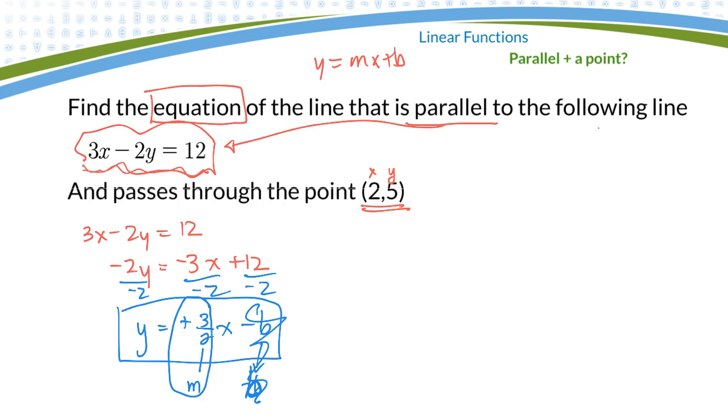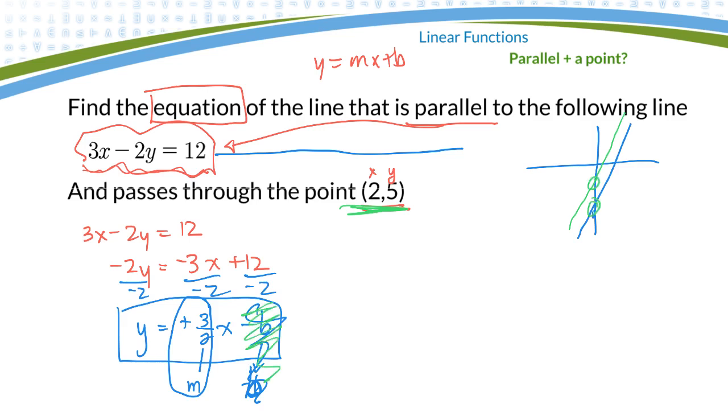Let me just show you graphically what I mean here. So this line here could be a line that looks something like this. Okay, that's the blue line. But my line might be, I don't know, something that looks like this. It's parallel to it, but notice it would have a different y-intercept. So I can't use that information, but I can use this information because my line's parallel to it.